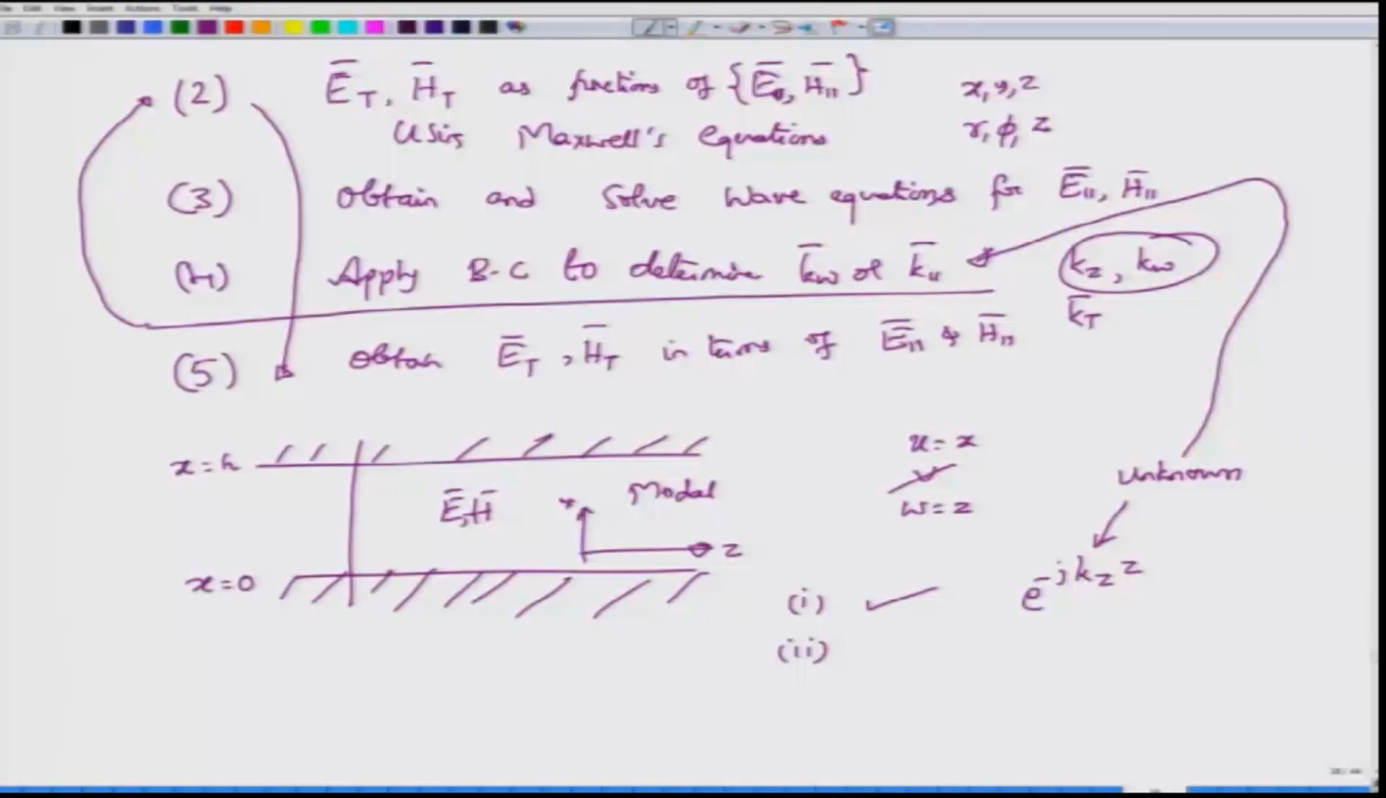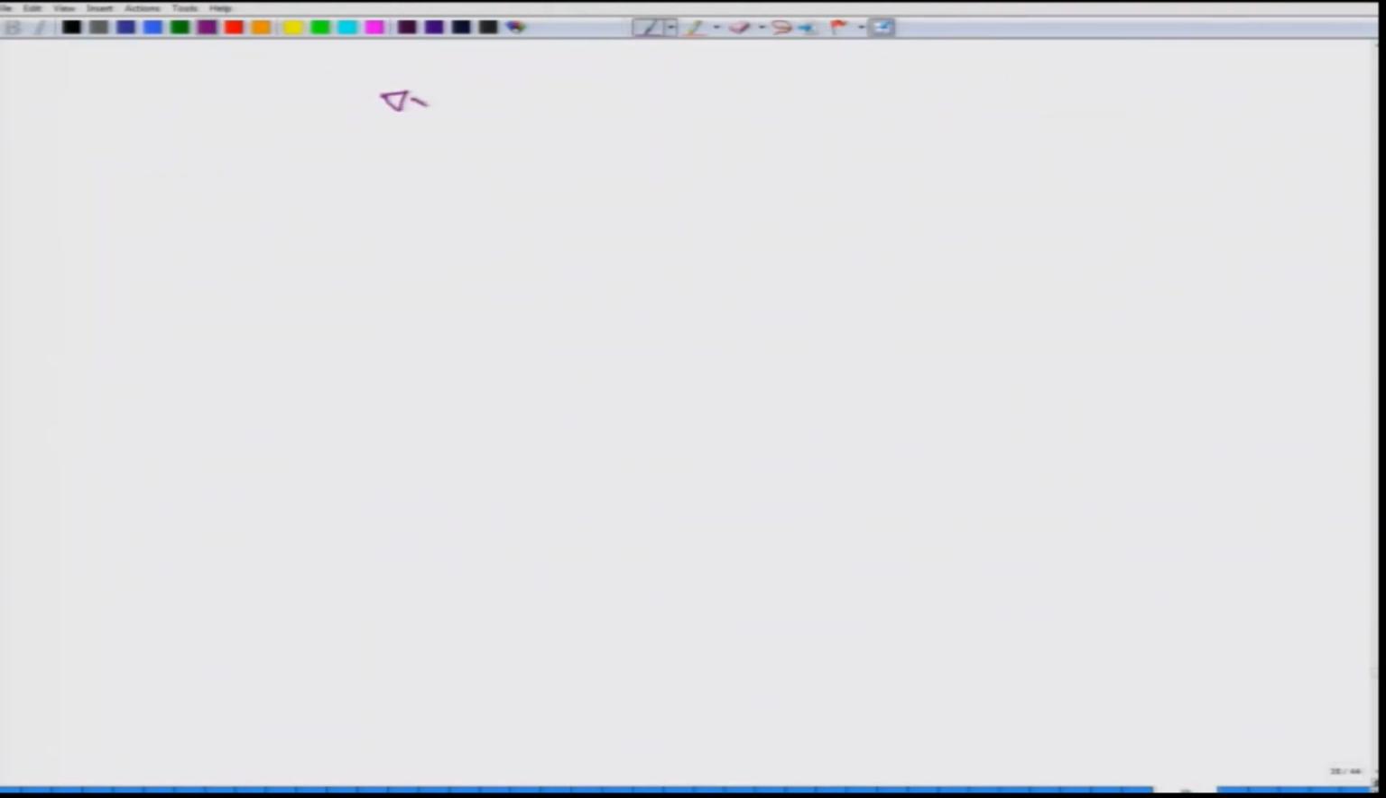Now, the second step would be to express the transverse components, which are E x, E y, H x and H y, as functions of E z and H z. Remember, these are the longitudinal components that I have, E z and H z. To do that, I need to apply Maxwell's equations. The equations that I am going to use are the curl equations. These are the ones that will allow me to interconnect electric and magnetic fields.